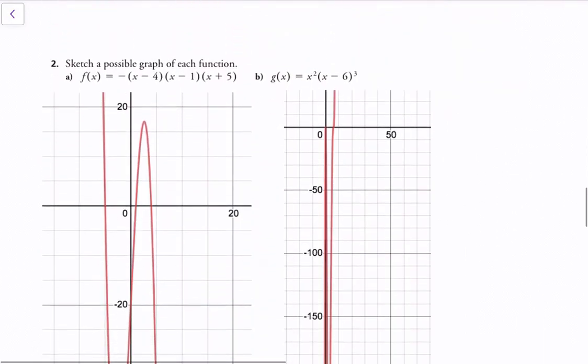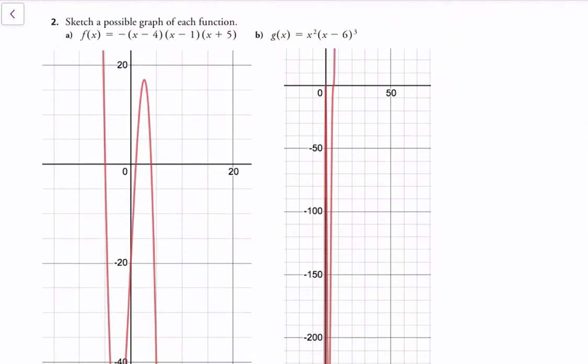Okay, so then we want to sketch a possible graph of each function. So here I've already sketched them out, but there's a couple of things that you have to consider when you're sketching the graph. The first one being the zeros. So the first thing you want to do is figure out what the zeros are for the function. So here we know it'd be 4, it'd be 1, it'd be minus 5, which is what we have right here. This is the 4, this is the 1, this is the minus 5.